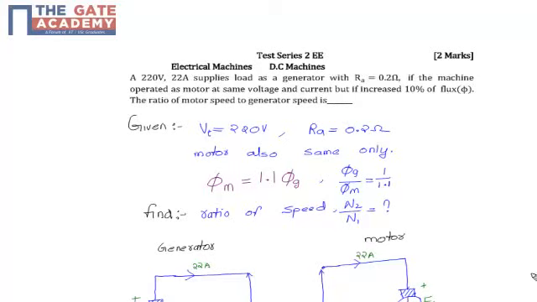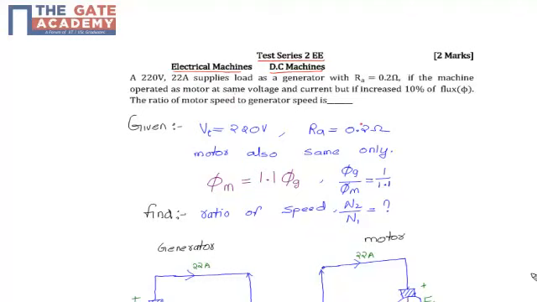Hello students, this question is taken from test series 2 EE, from the subject electrical machines, from the topic DC machines, and it is a 2-mark question. Given a 220 volt, 22 ampere supply to a load as a generator with armature resistance Ra equal to 0.2 ohm, which is nothing but supply voltage Vt as 220 volts and current 22 ampere with armature resistance 0.2.